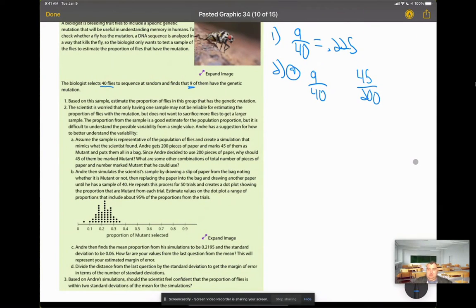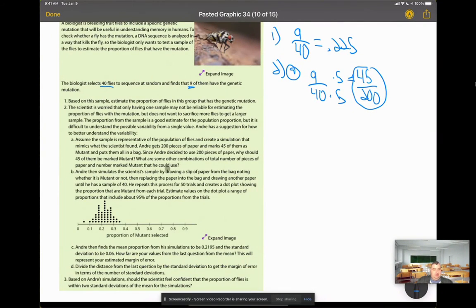Well, it turns out if I multiply 9 times 5, I get 45, right? And if I multiply 40 also times 5, I get 200. So 9 out of 40 and 45 out of 200 are equivalent. So that's why this works.